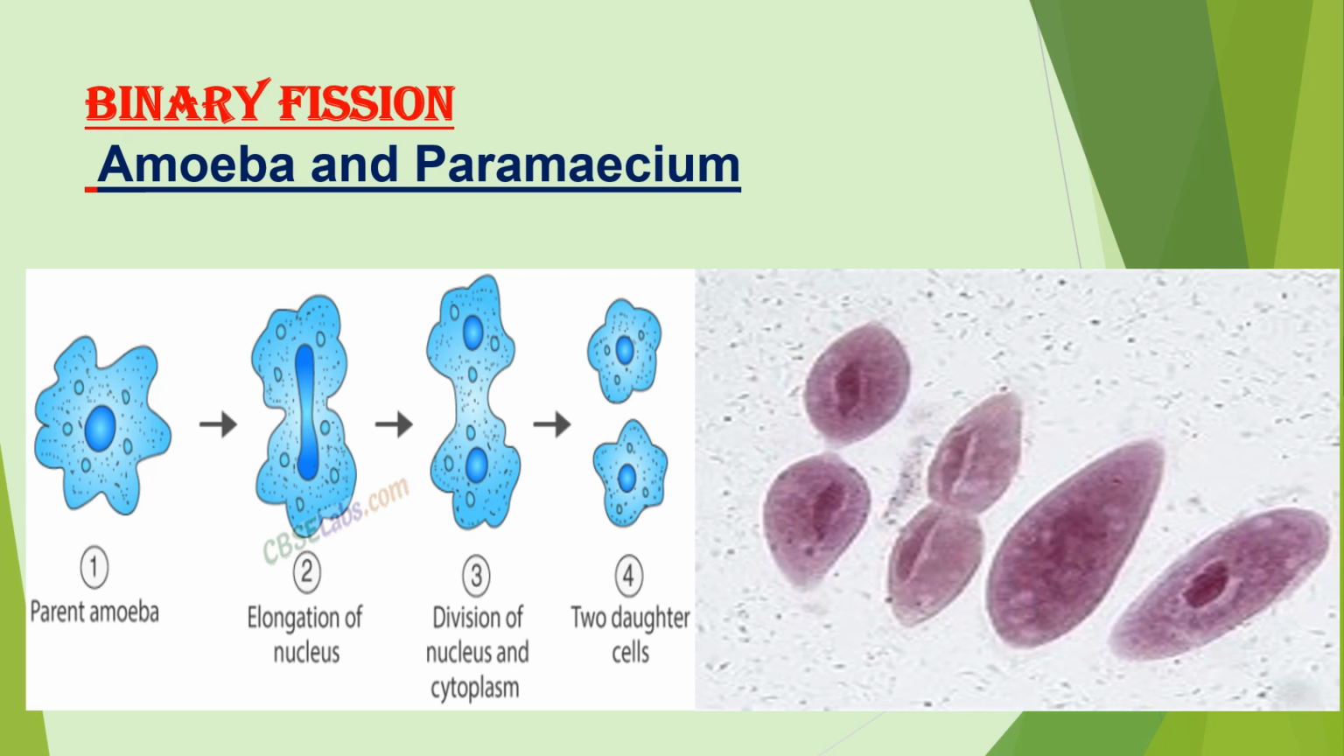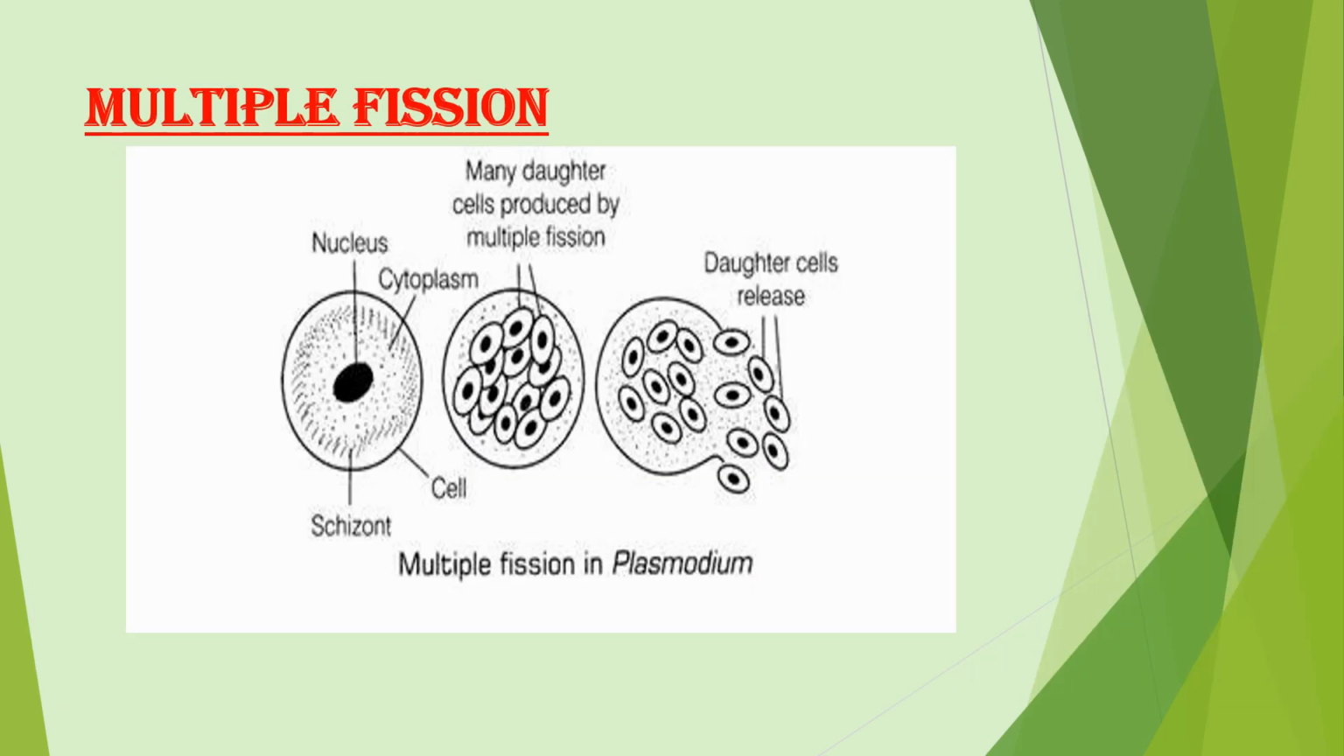In paramecium also, you can see a figure. The nucleus divides and each daughter paramecium has a nucleus. So this is fission. Multiple fission: an example is plasmodium, which causes malaria in human beings. The nucleus divides and redivides to produce many nuclei, and each nucleus is surrounded by a little bit of cytoplasm. These new organisms, daughter cells, are released by breaking of the parent cell and give rise to new organisms. This is an asexual method of reproduction.